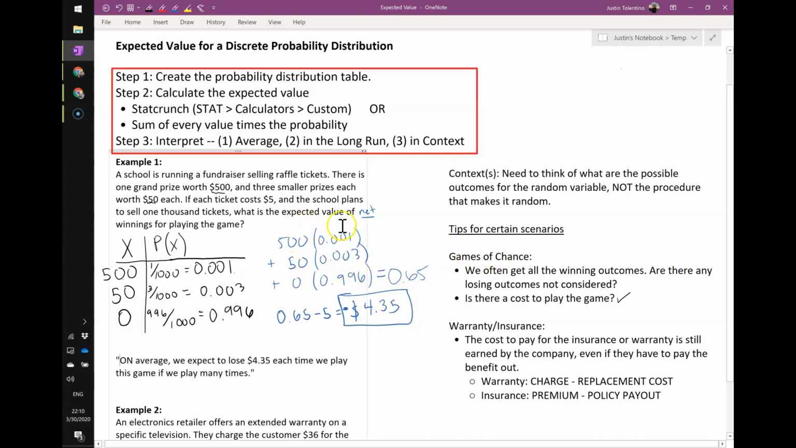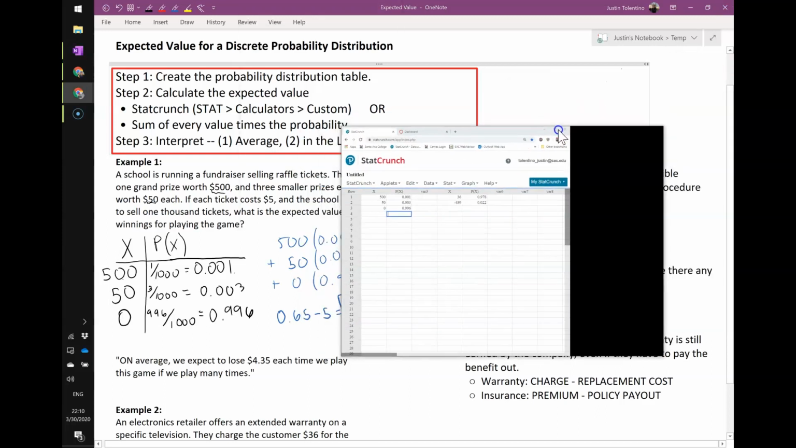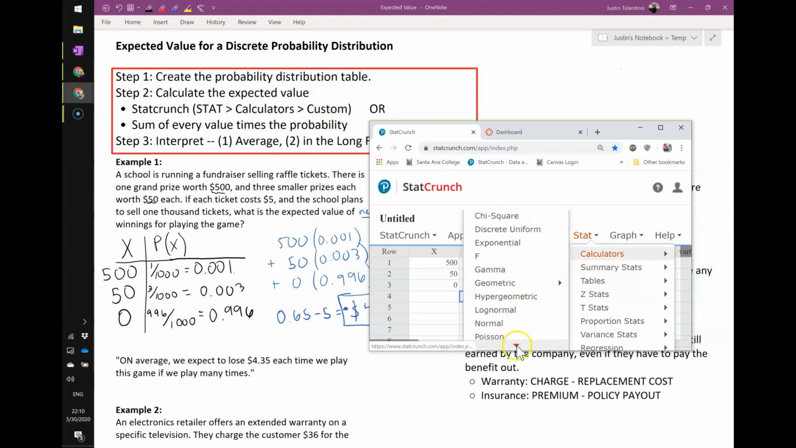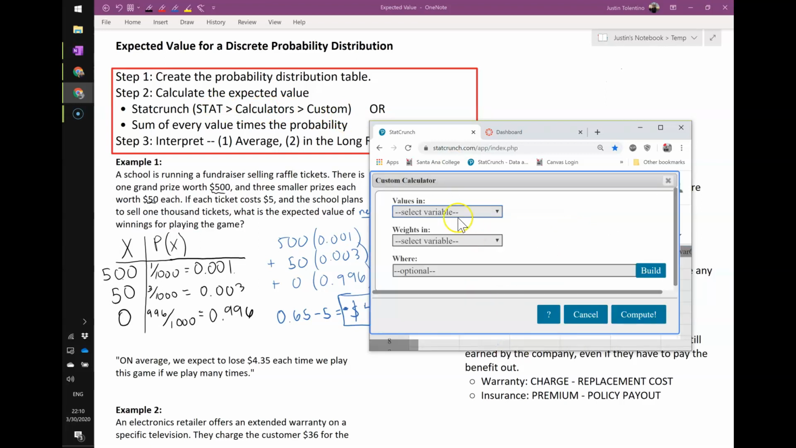So one thing I'll go back to is, let's go back, look at that step 2. I did this by hand here. We could have also used StatCrunch to answer this question for us. So if you notice on StatCrunch, I've actually just entered in the table already right here. We have the 500, 50, 0, we have those probabilities. So if we just follow those steps that we did, stat, calculators, custom, our values are the values for x, and then the probabilities, I had put them in P of x.